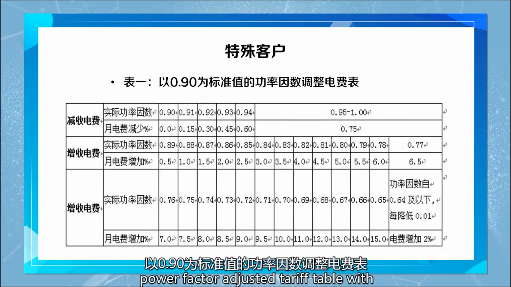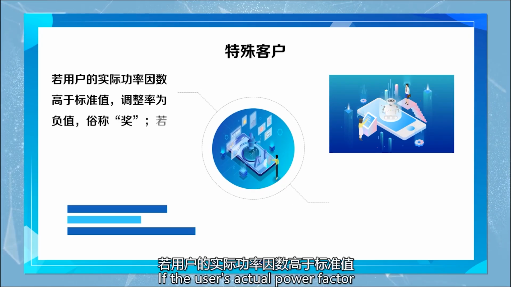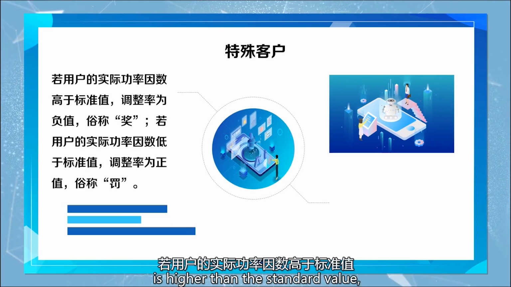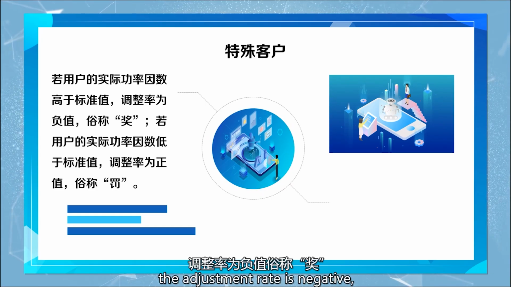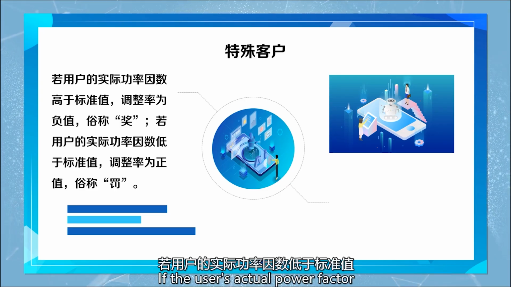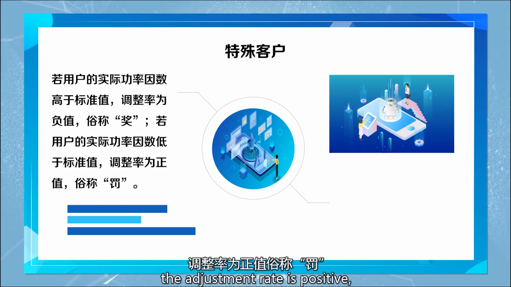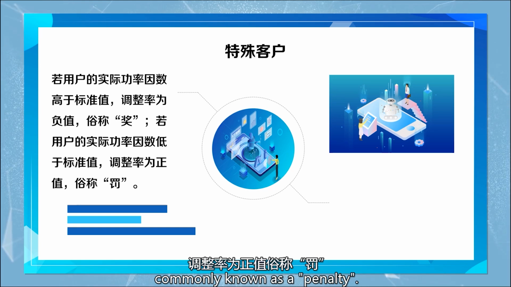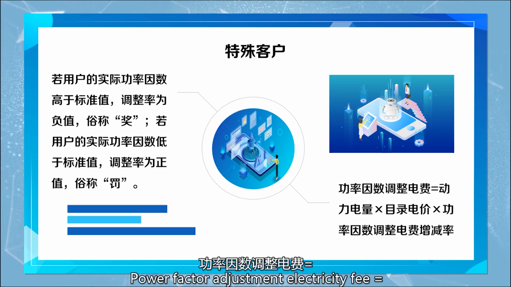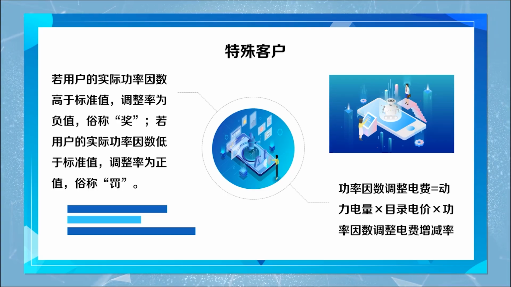Table 1. Power factor adjusted tariff table with 0.9 as standard value. If the user's actual power factor is higher than the standard value, the adjustment rate is negative, commonly known as a reward. If the user's actual power factor is lower than the standard value, the adjustment rate is positive, commonly known as a penalty. Power factor adjustment electricity fee equals power consumption times catalog price times power factor adjustment rate.